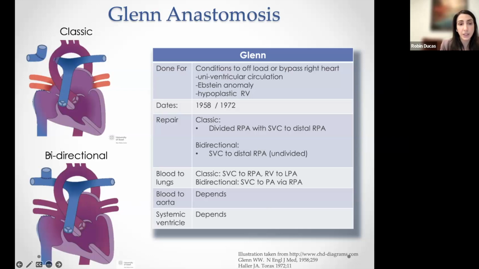Essentially, the SVC gets connected directly to the RPA. And then venous blood from the SVC will go to both right and left pulmonary arteries. So that's the typical end result of a Glenn shunt. It doesn't tell you where the blood to the aorta or the blood to the lungs goes from the IVC, but a Glenn shunt is basically just SVC to RPA connection.